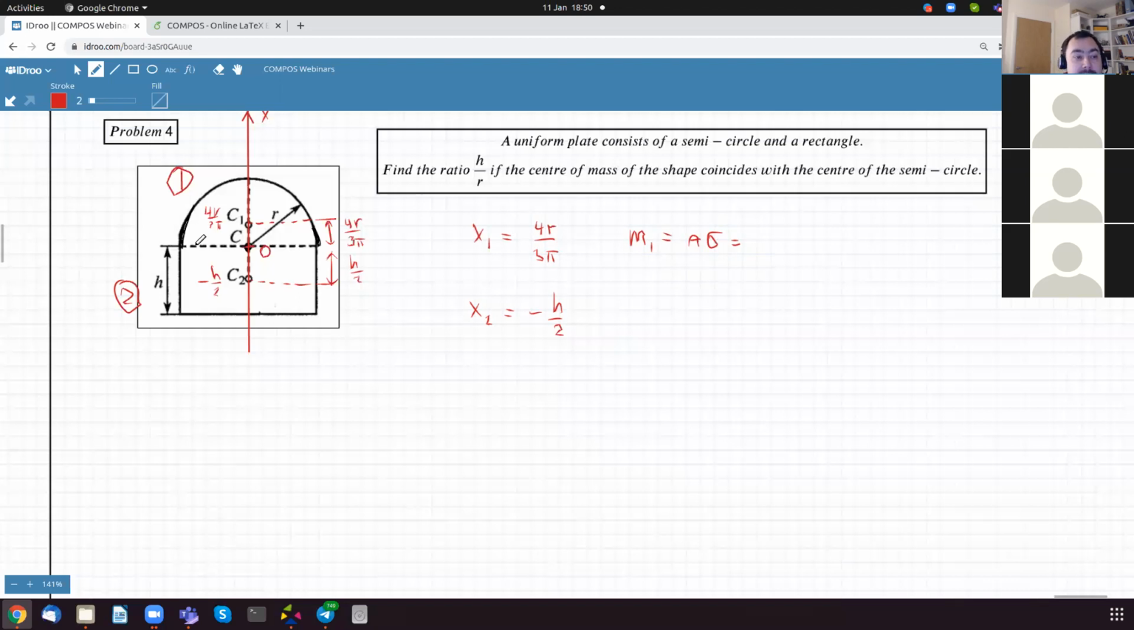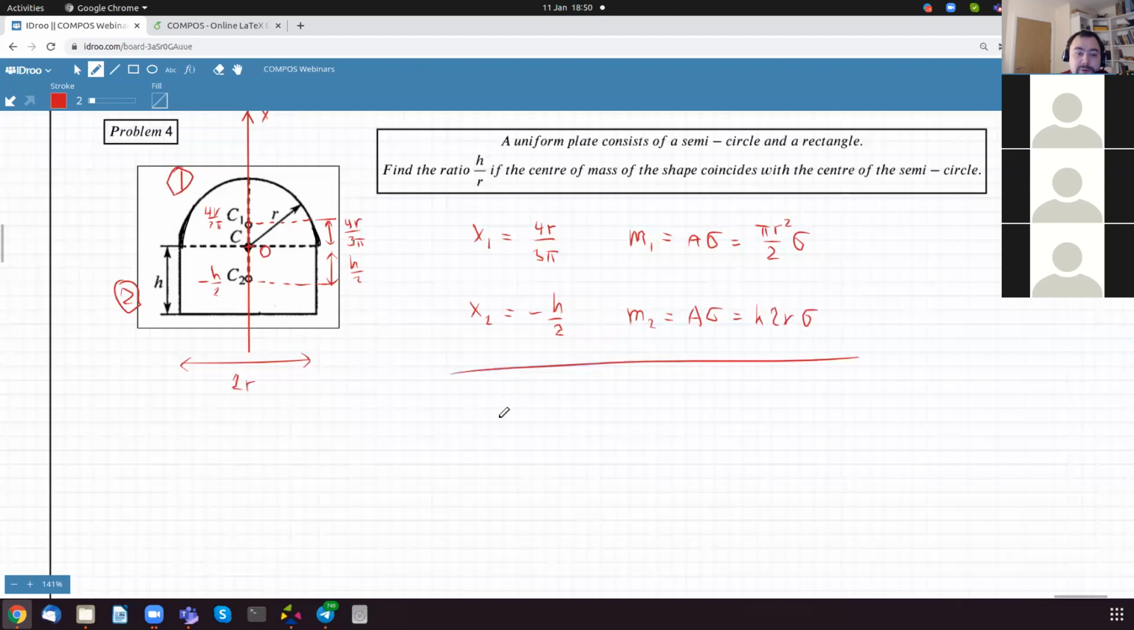So area is half a circle, so it's pi r squared over 2. So pi r squared over 2 multiplied by sigma. And m2, that is the rectangle. Once again, it's area times sigma. So area is going to be h multiplied by 2r, because this is 2r. So h multiplied by 2r multiplied by sigma. Perfect.